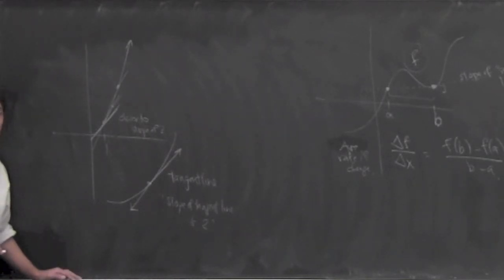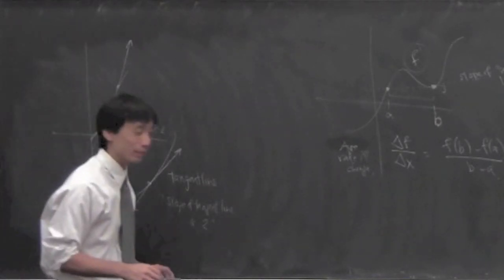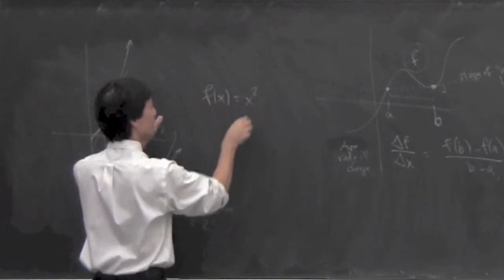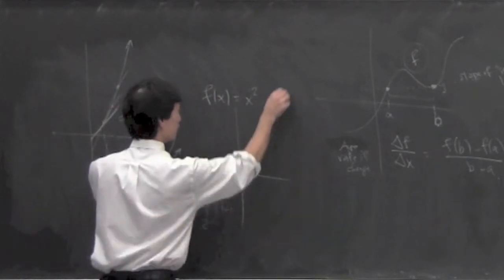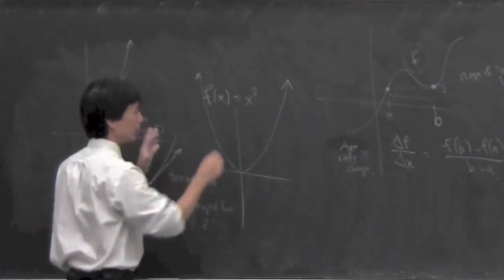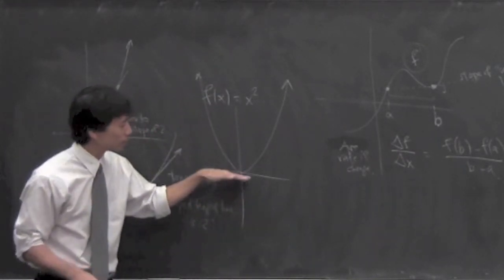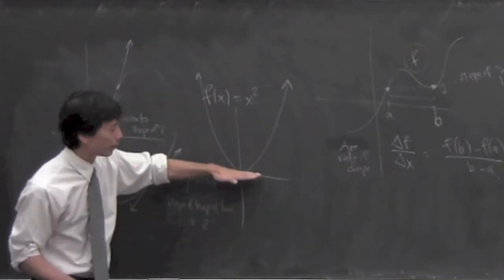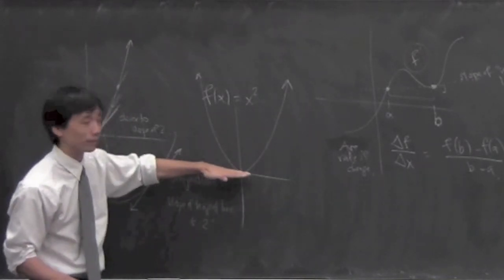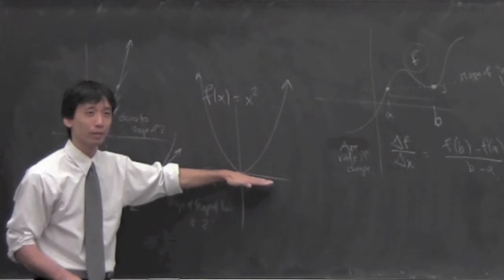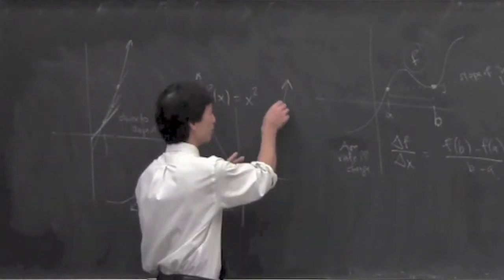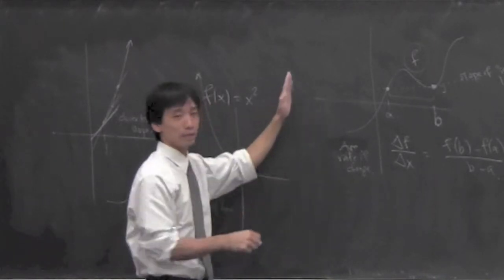Yeah, Caroline. Is that applicable to e to the x? So e to the x is something funny. Right now we're thinking about this function f of x equals x squared. What's the slope of the tangent line here at x equals 0? The tangent line is a flat line, so the slope is 0. You see that the tangent line slope changes as you take different points; the tangent line has different slopes.